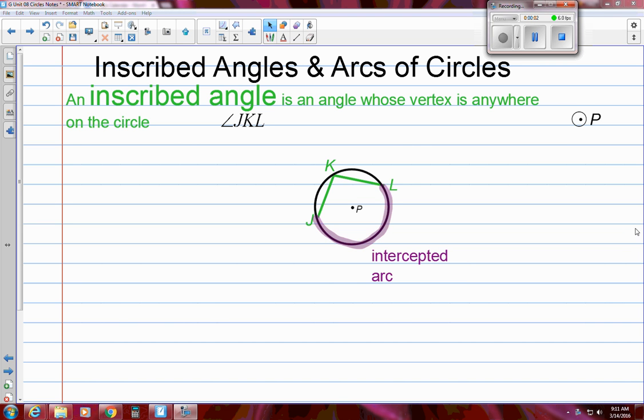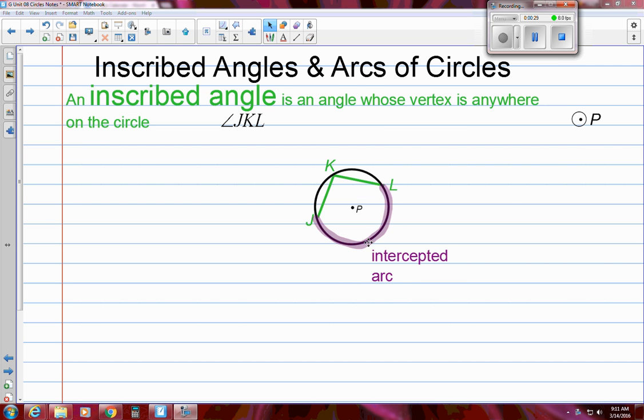Tonight we start talking about a second type of angle within circles that are called inscribed angles and how they affect the arcs of the circles. So an inscribed angle is an angle whose vertex is anywhere on the circle. An example of that would be angle JKL because the vertex of that angle at point K lies on the circle P.